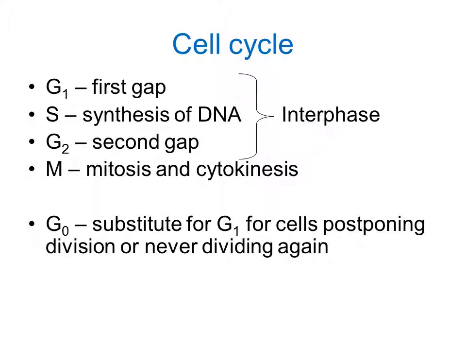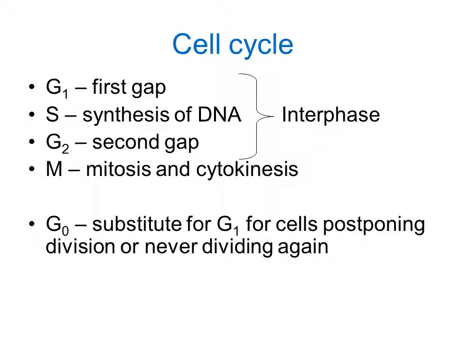So again, G1, you can think of it as your first growth phase. It's sometimes called first gap. S is synthesis of DNA. G2 is the second gap or growth phase. M is your mitosis and cytokinesis. Cytokinesis being that process of dividing the cytoplasm.